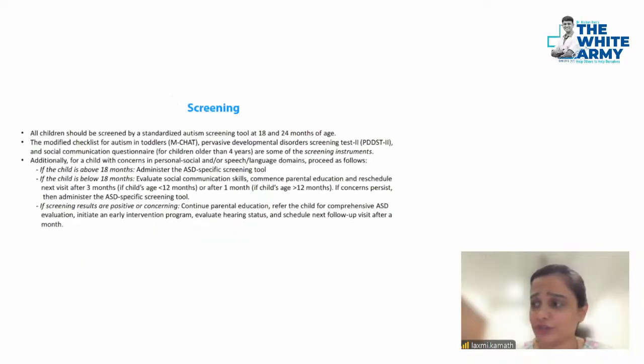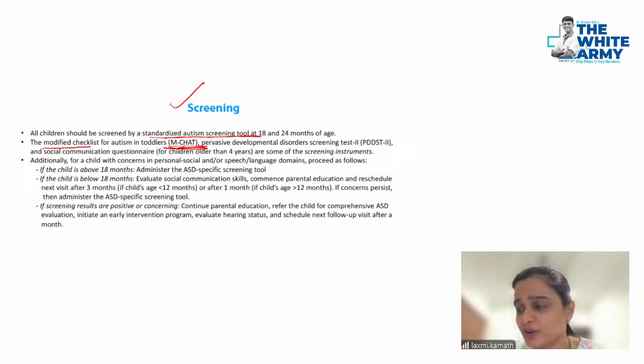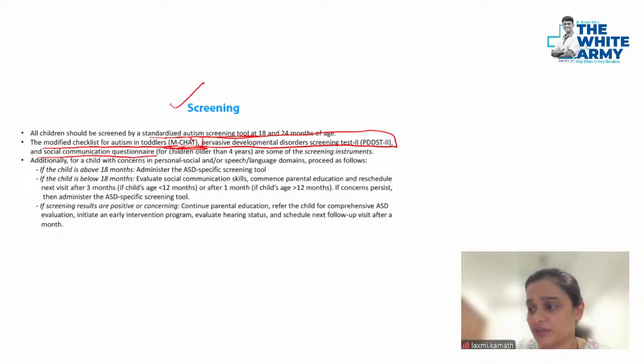So how do we pick it up? Here also we have a screening test, and then we have a diagnostic test. You just have to remember a few names. For early diagnosis of autism, we have autism screening tools like MChat. MChat is the Modified Checklist for Autism in Toddlers. Or the Pervasive Developmental Disorder Screening Test, PDDST-2. And the Social Communication Questionnaire. For children older than 4 years, we use the Social Communication Questionnaire. For children younger than 4 years, we have MChat. You can just remember these names to be written in exams. If the child is above 18 months, we can use these screening tools.